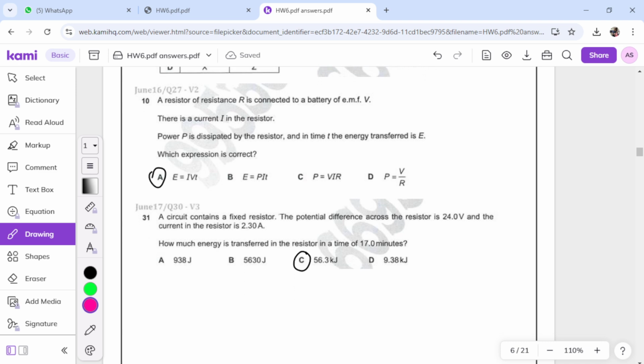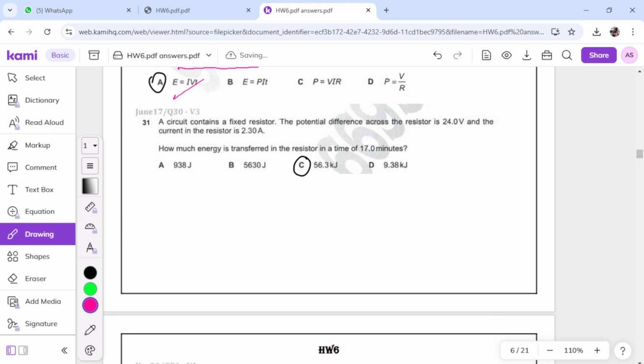A resistor of resistance R is connected to a battery. There is a current I. Power P is dissipated by the resistor. Which expression is correct? E equals IVT. This is an equation, so it's correct. Yeah, you have to memorize it.